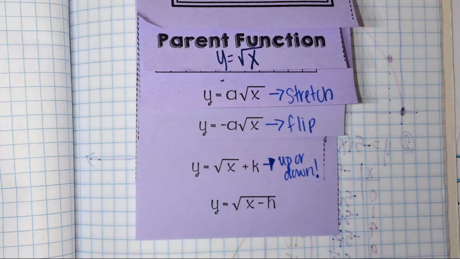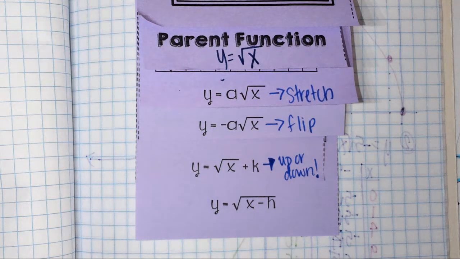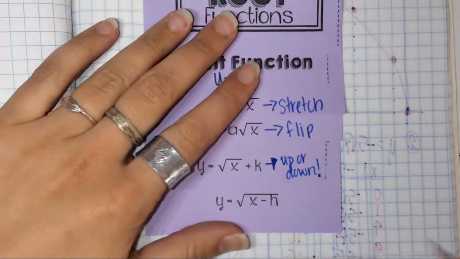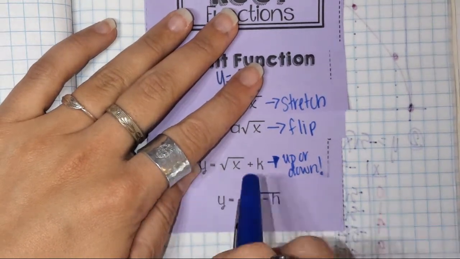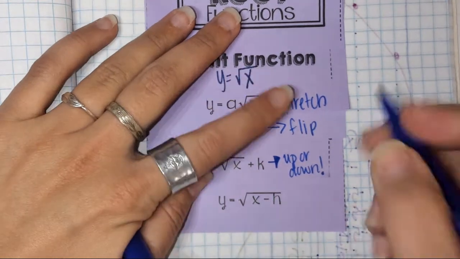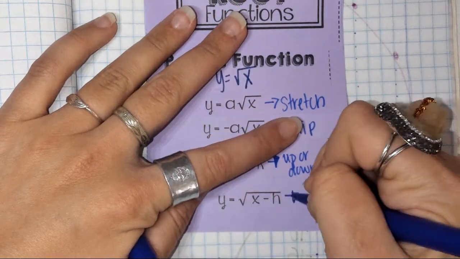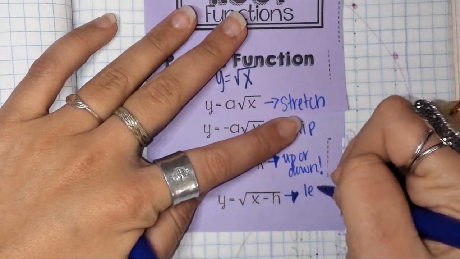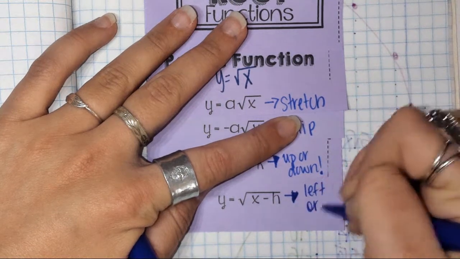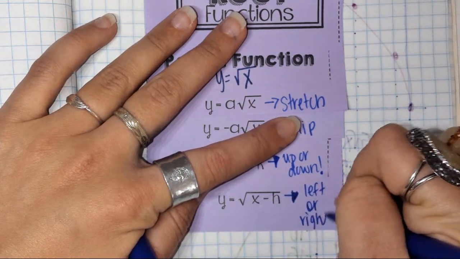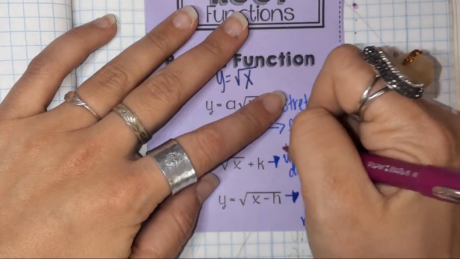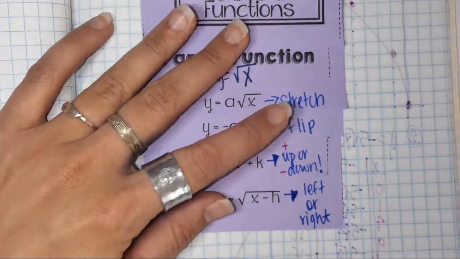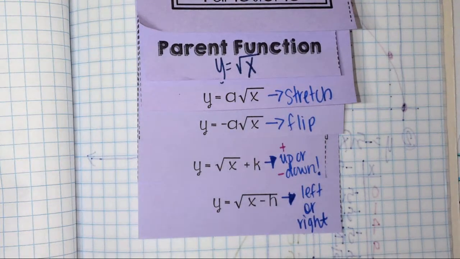I've gone up the stairs, I've gone down the stairs. I could go right of the stairs or I could go left of the stairs. So if it's a minus under the radical, left or right? So up for this one would be plus, down would be minus. Let's figure out how we go left or right.